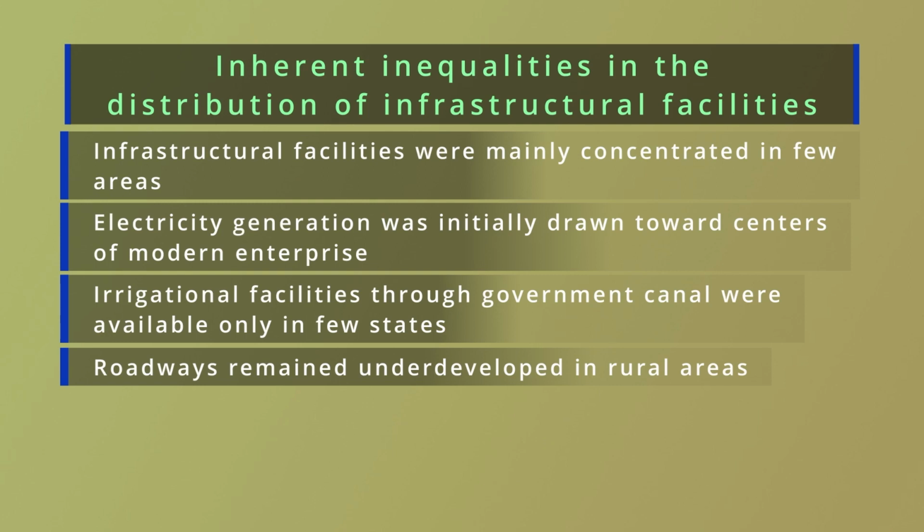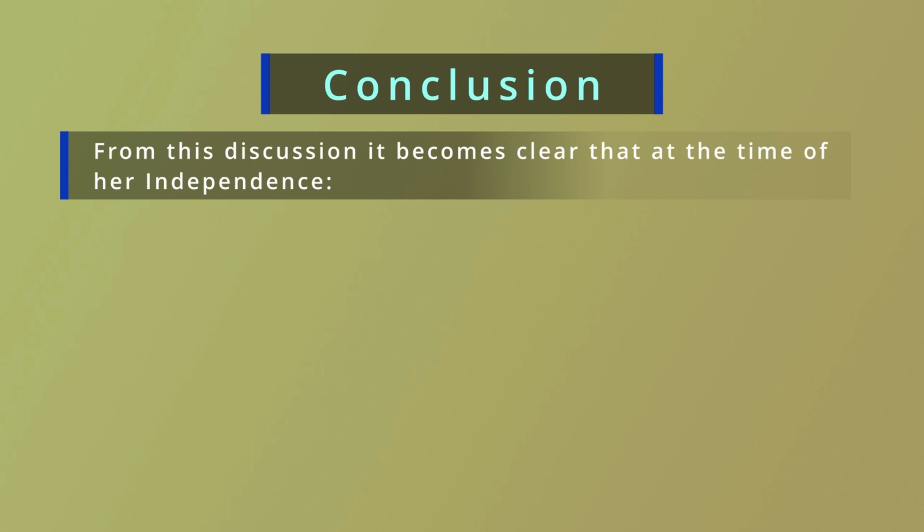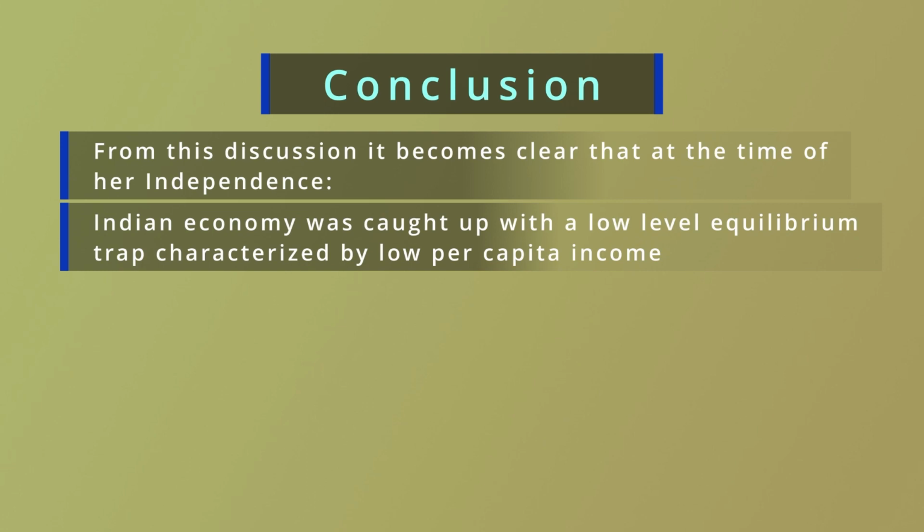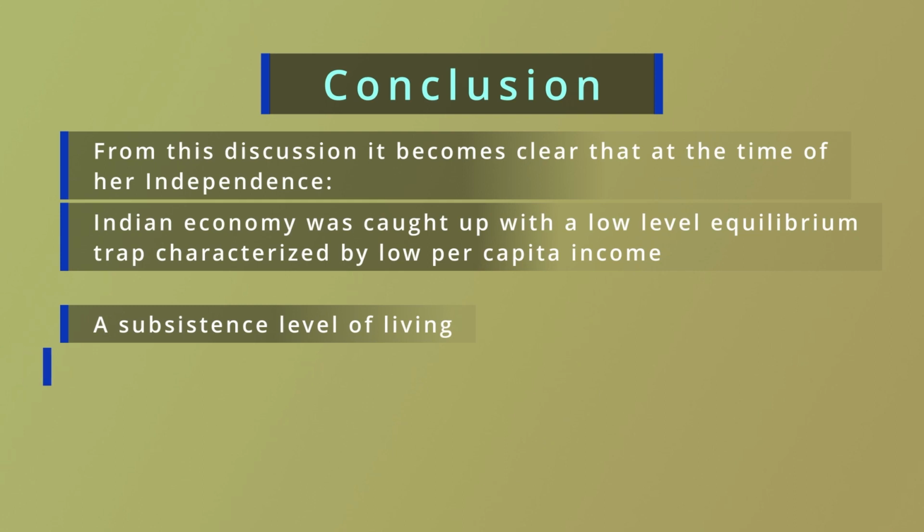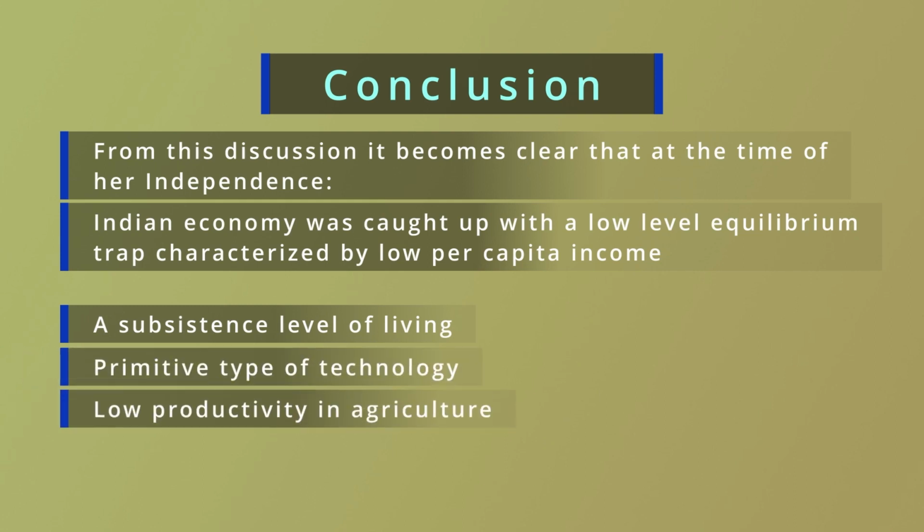So, in conclusion, if you discuss these basic features of the Indian economy at the time of our independence, we find that the Indian economy was trapped in a low-level equilibrium trap. In the words of the great economist Nelson, an economy will be trapped in a low-level equilibrium trap if per capita income remains at a very low level and there is huge population pressure, and we are in a poverty trap. So that was there, and the economy was considered an underdeveloped economy.